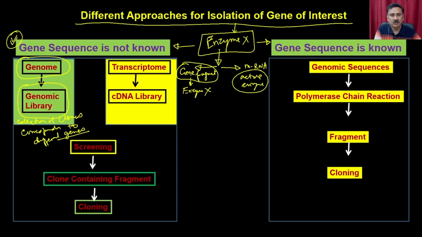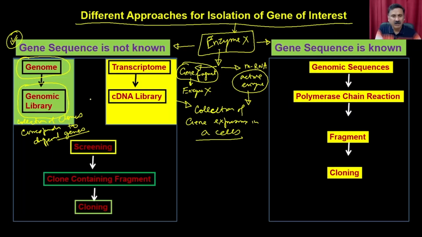Whereas when you go for the expression analysis, you say you have the active enzyme but you don't know which gene, then you can go with the transcriptome, or the cDNA library. A cDNA library is a collection of the genes expressing in a cell. So this is an expression library, and that is the genomic library.